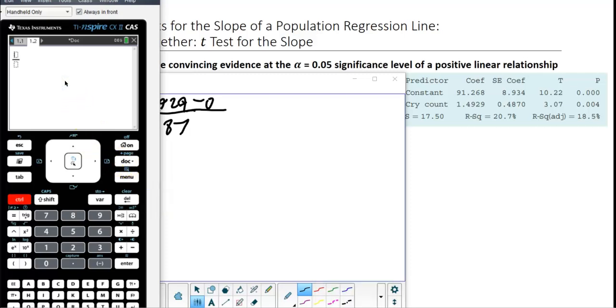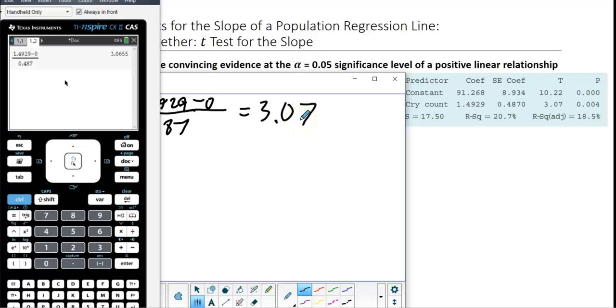So as a fraction, we're going to type in 1.4929 minus 0 over 0.487. And I get 3.07. Does anyone see the shortcut? What's the number next to that standard deviation?